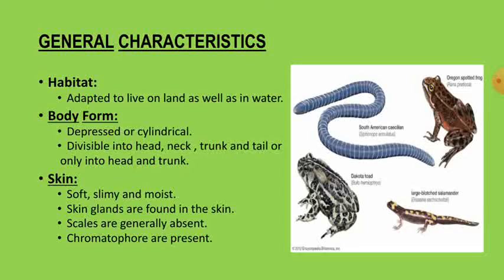In the skin of the amphibians, scales are generally absent. Some have dermal scales embedded in the skin, and chromatophores are present. Due to the presence of skin glands, the skin is very soft, slimy and moist, and highly vascularized and permeable.